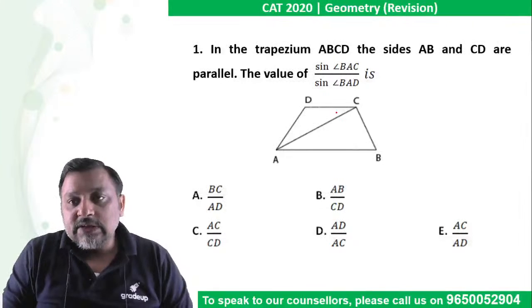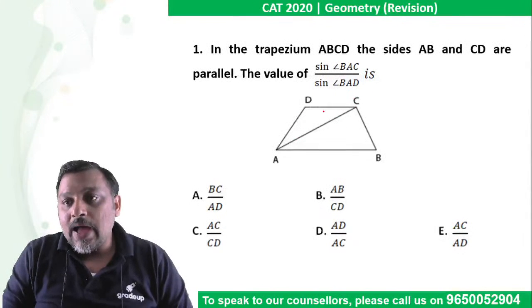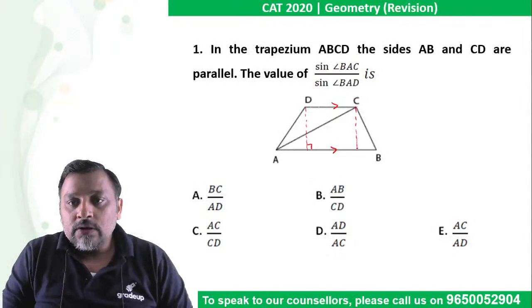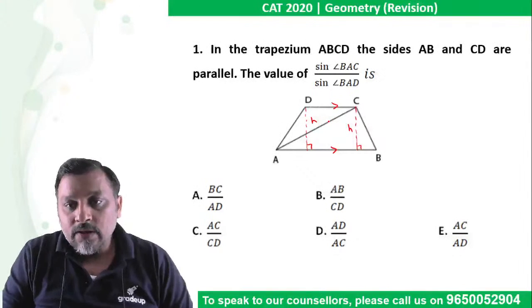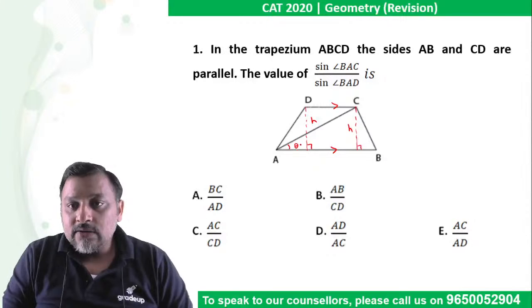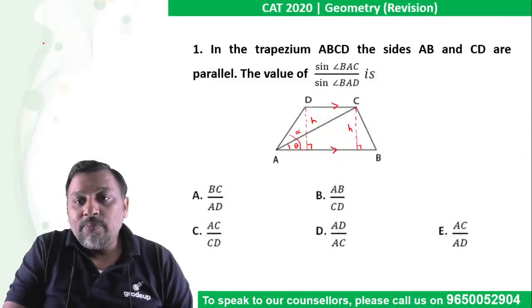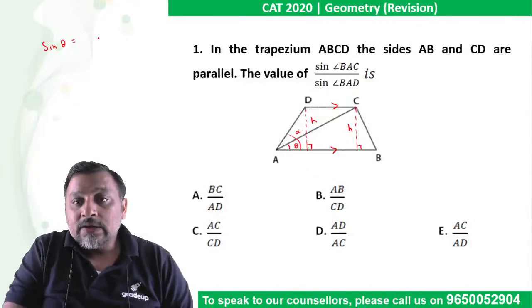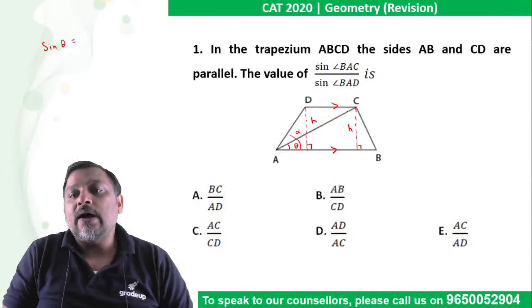See, it is given ABCD is a trapezium with AB and CD as parallel sides. So if these two are parallel, that means the distance between them will be constant. So if I draw perpendicular, can we say in both these cases the distance is same, that is height is same. Let us say this is angle theta and this complete is angle alpha. So sine of BAC, that means sine of theta. Sine theta, we know, is opposite side by hypotenuse.